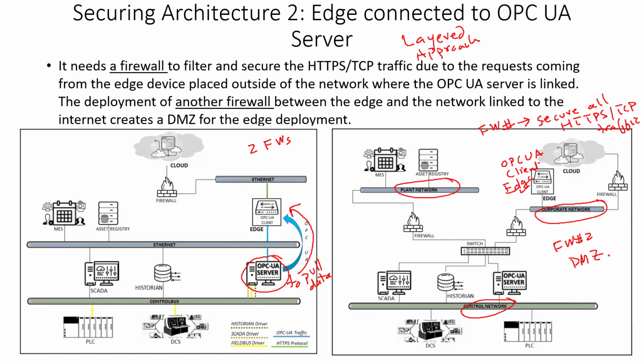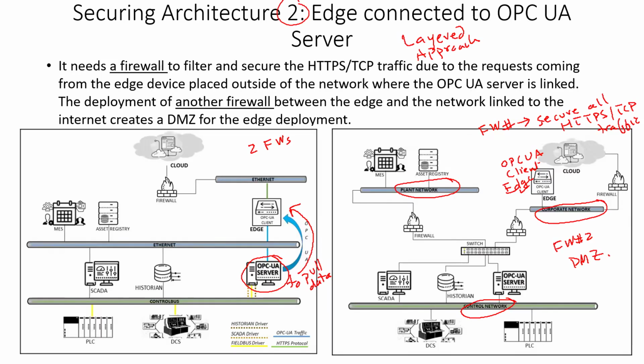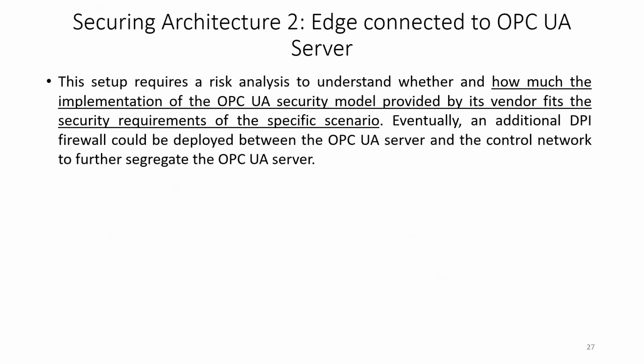Okay. So in this final point regarding the same architecture, architecture 2, it is important to understand that when we deploy an OPC server, this is not enough only. So this requires a proper risk assessment of its deployment.